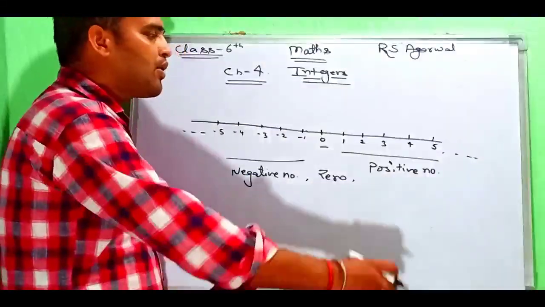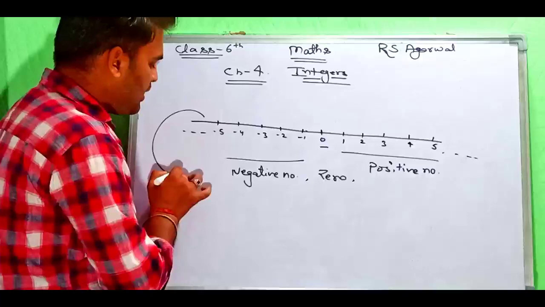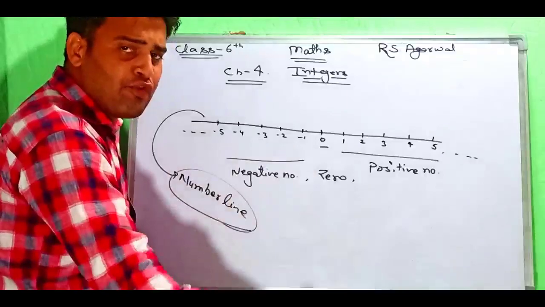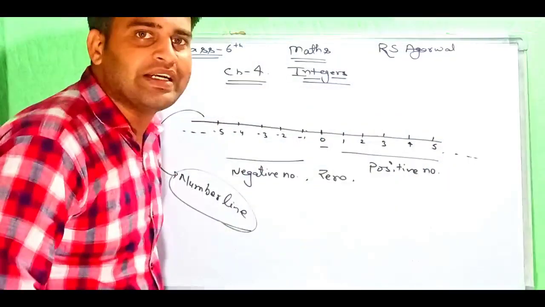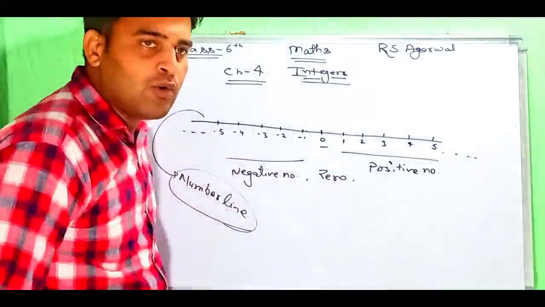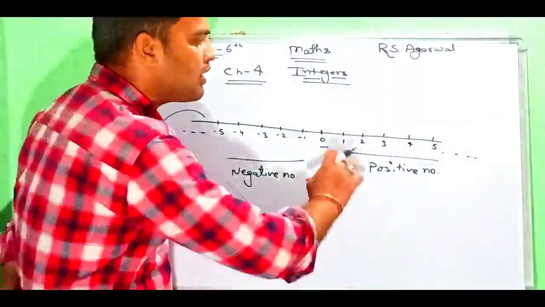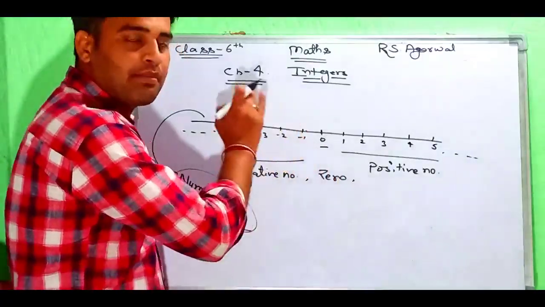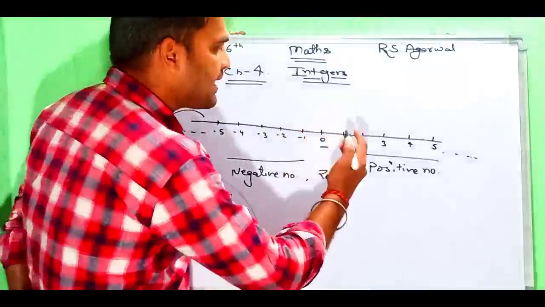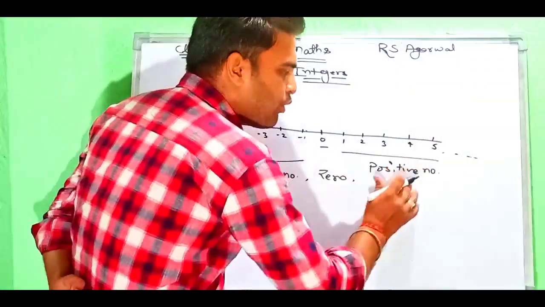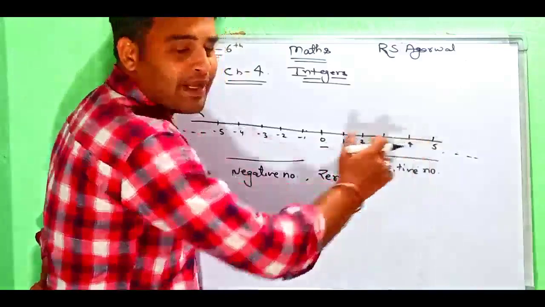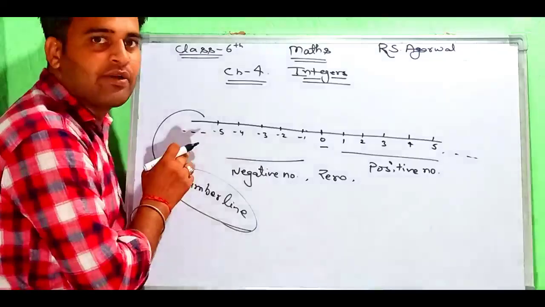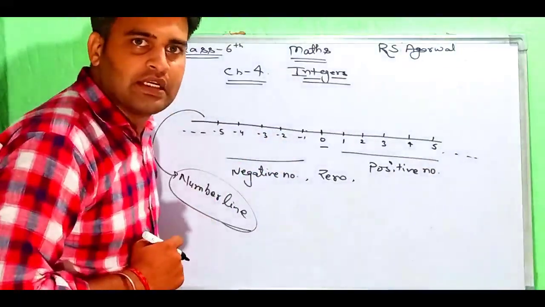Look at student, this is called a number line. And if we want to describe the integers, then we can easily describe the integers by this number line. How? Because on this number line you can find all the positive numbers, all the negative numbers and 0 also. The right side of the 0 is called the positive numbers because they have the plus sign, and the left side of the 0 is called the negative numbers because they have the minus sign. You got it, guys?